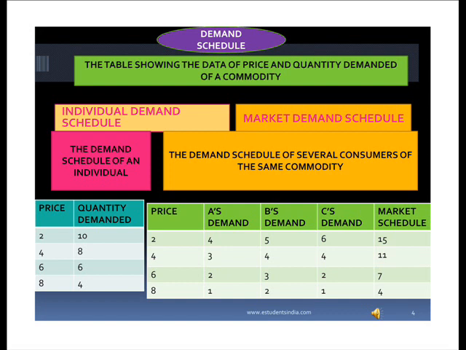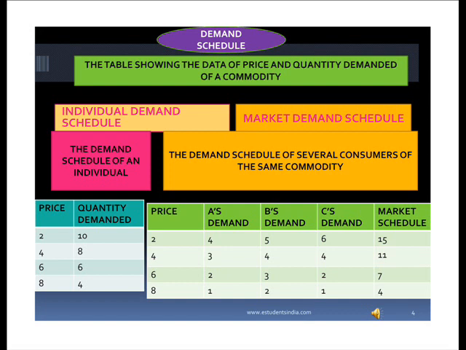When the price is 4, A's demand is 3, B's demand is 4, C's demand is 4. Market demand is 11. 3 plus 4 plus 4, 11. When the price is 6, A's demand is 2, B's demand is 3, C's demand is 2. Market schedule is 7. 2 plus 3 plus 2, 7. When the price is 8, market schedule is 4. 1 plus 2 plus 1, 4.